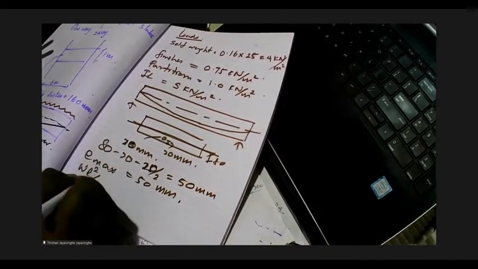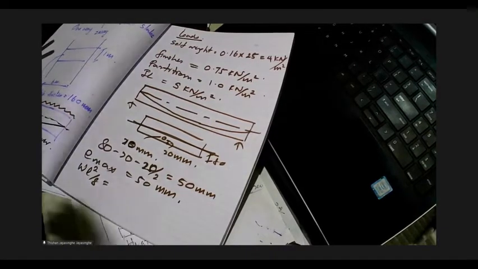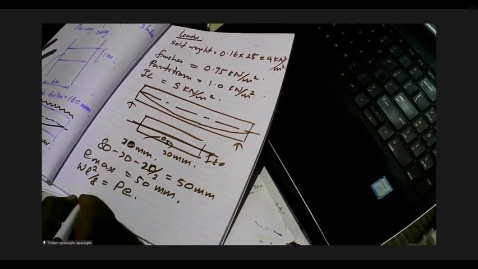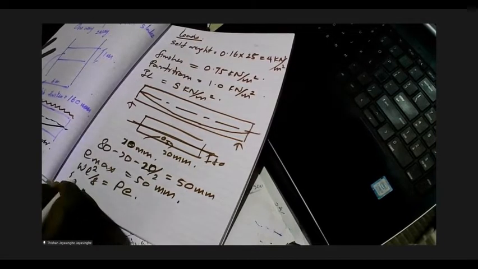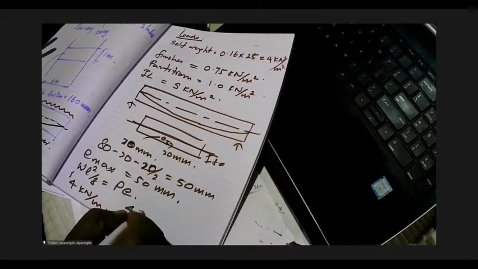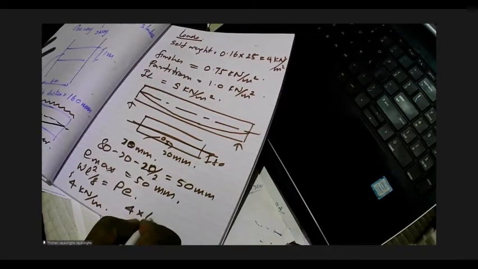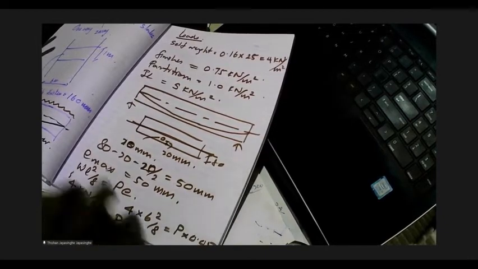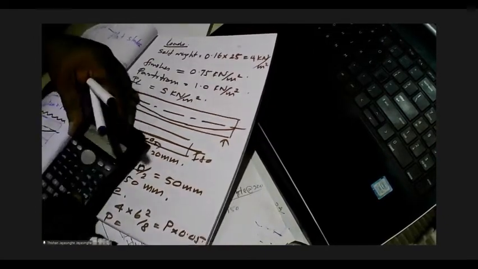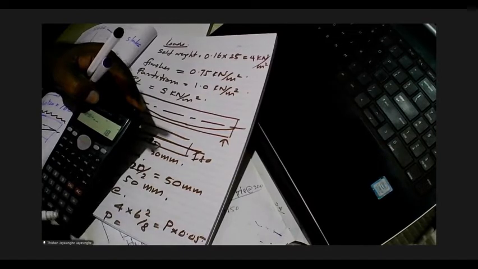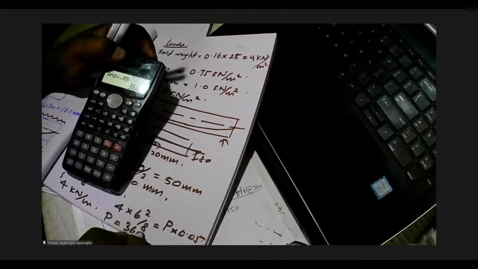And we say W is 8 P e divided by L squared. And say we are going to compensate the full dead load of 4 kilonewtons per meter. So 4 multiplied by L squared, 6 squared, divided by 8, equals P into 0.05. So P is how much? 4 into 36 divided by 8 divided by 0.05, that is 360 kilonewtons.